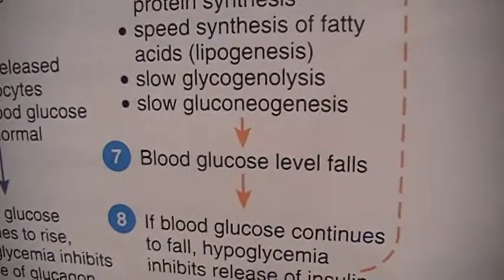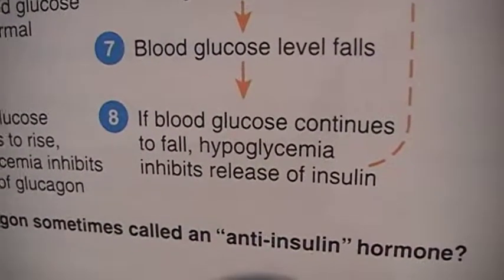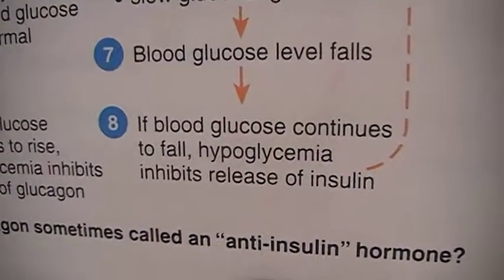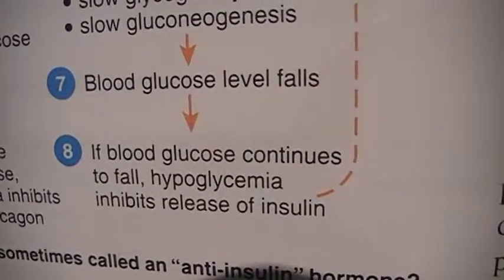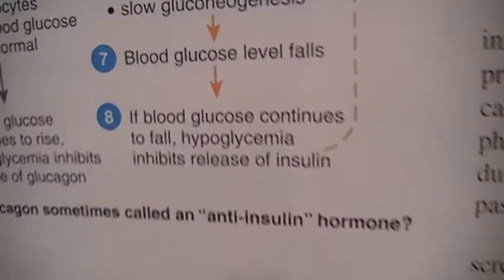As a result, number 7, blood glucose falls. Number 8, if blood glucose continues to fall, hypoglycemia inhibits the release of insulin.